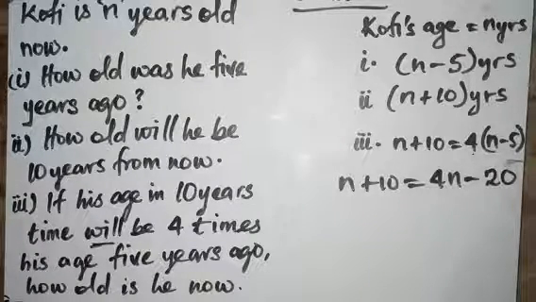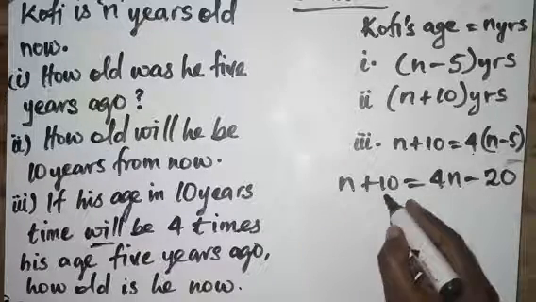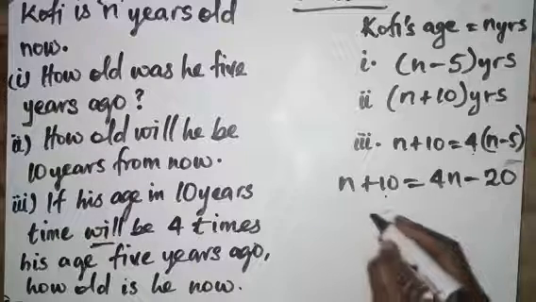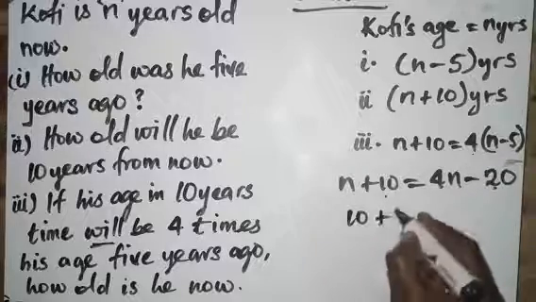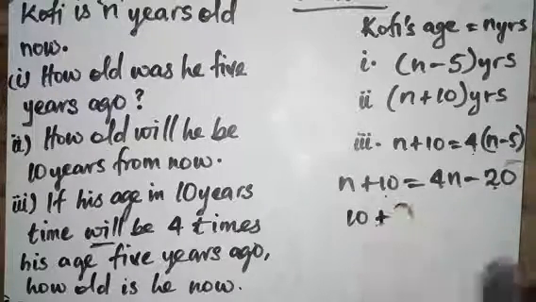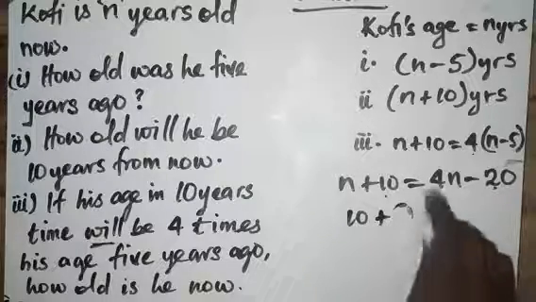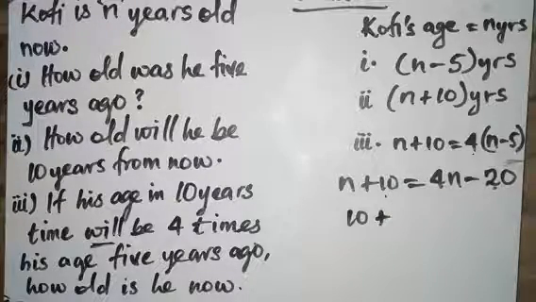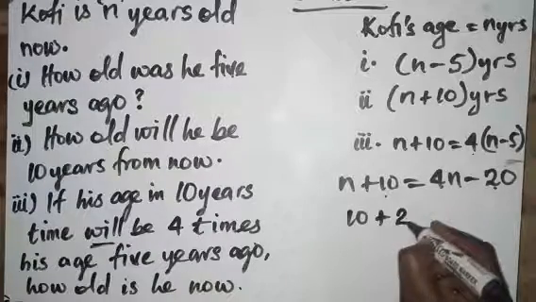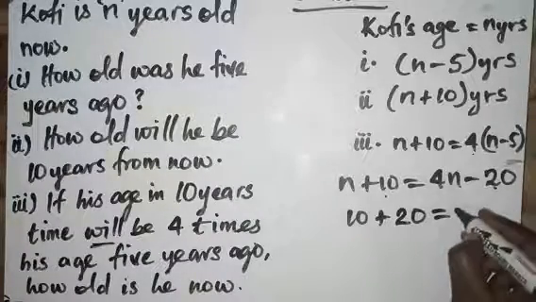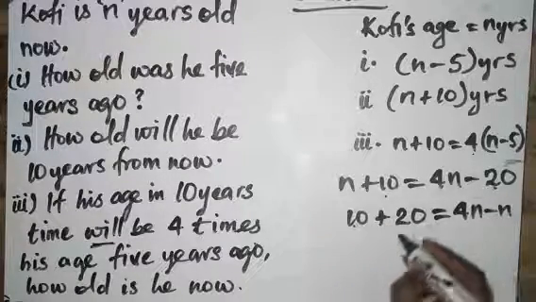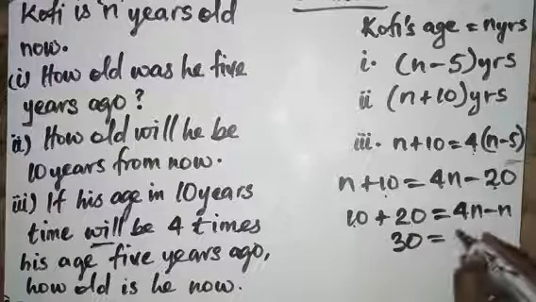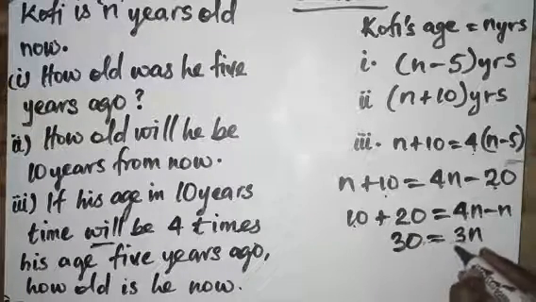Okay, what we do now is we group like terms. So grouping like terms, we let numbers be at one side and let variables be at one side. So we're going to get 10, this 20 crossing will become positive, plus 20. 10 plus 20 is equal to 4n minus n. So 10 plus 20 will give me 30 equals 3n. Divide through by 3.